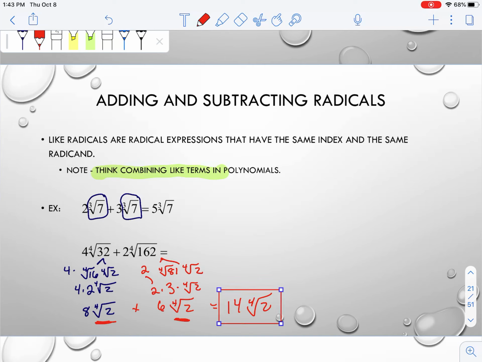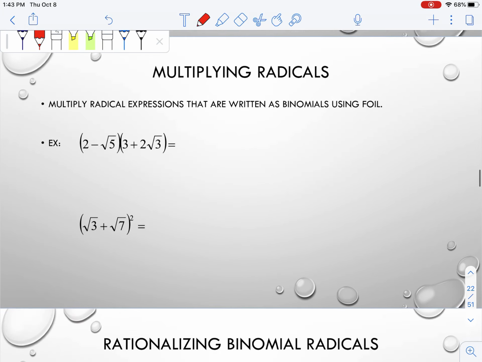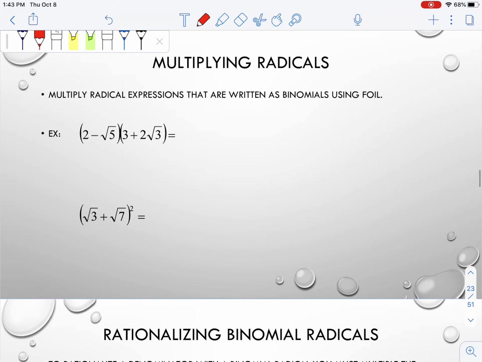So if you go to add or subtract these, make sure you're doing it with like terms, just like it says up here. We've been combining like terms since pre-algebra, so it's no different now. We have the radicals, same index, same radicand. Multiplying radicals, once again, our rules don't change. Just what's inside there changes.